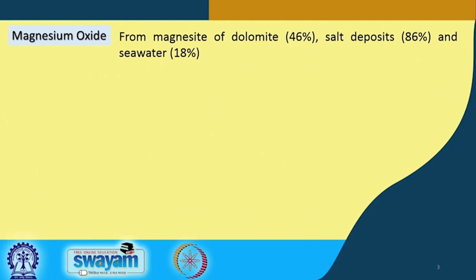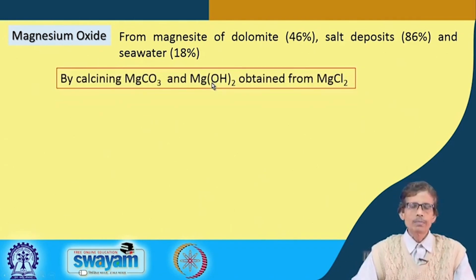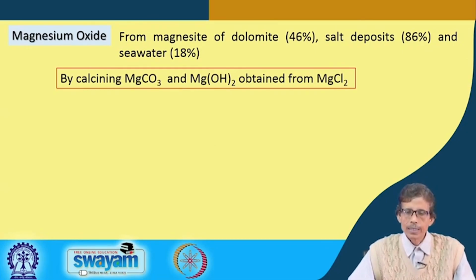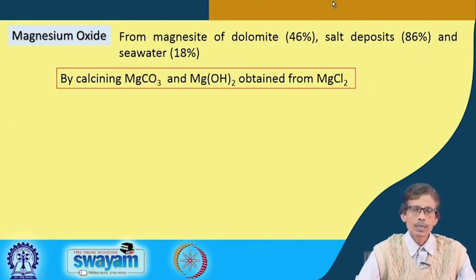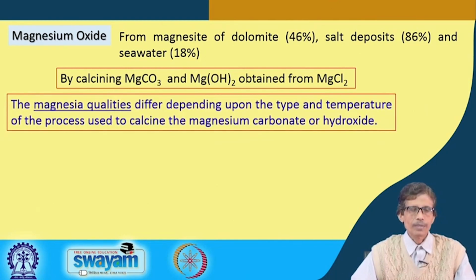We know dolomite, which is magnesium carbonate and calcium carbonate. From there we can take out magnesium as magnesium oxide. From salt deposits we also get it, and from seawater we definitely get 18%. So, we get different percentages from different sources, and how we get it very quickly is very simple. If we are able to get magnesium carbonate and magnesium hydroxide from magnesium chloride, because seawater is the regular source of magnesium chloride, and you convert that magnesium chloride to magnesium carbonate or hydroxide and then burn it, calcining all these will give you your typical magnesium oxide.